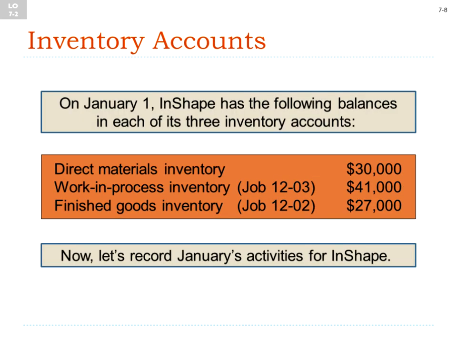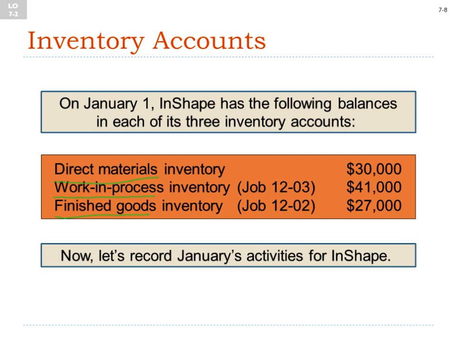So going back to the example, it says that InShape Inc. has 3 inventory accounts. And remember, this is correct: a company that manufactures is going to have at least 3 inventory accounts. It's going to have direct materials, work in process, and finished goods.